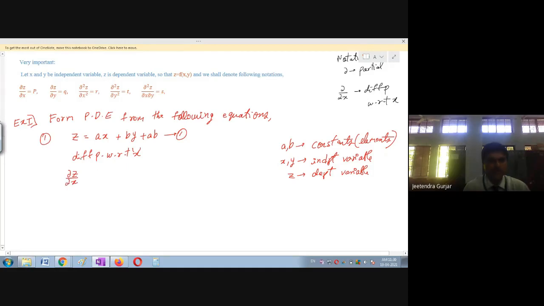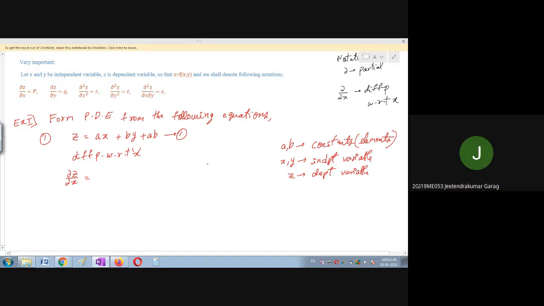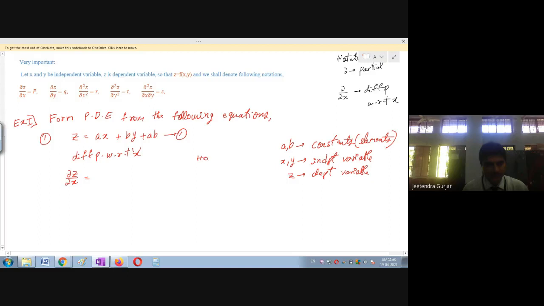So please remember, differentiating partially with respect to x is denoted by dou z upon dou x, which is equal to, can anybody tell me what the answer is here? Okay, A. Yes, very good. So I will just give some hint. Here, y we are going to hold constant. Please remember this. And x will be our independent variable, or we say we are going to differentiate only x terms. Y terms will become constant. We are going to hold this constant.